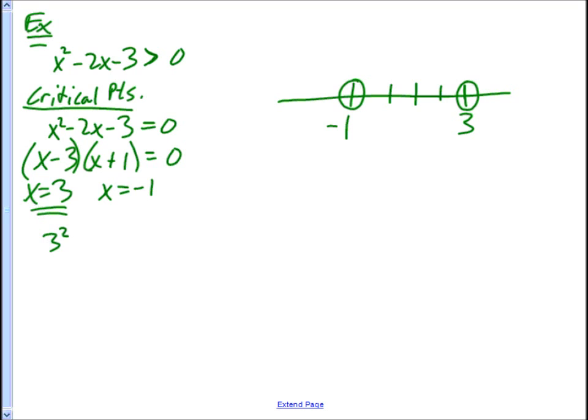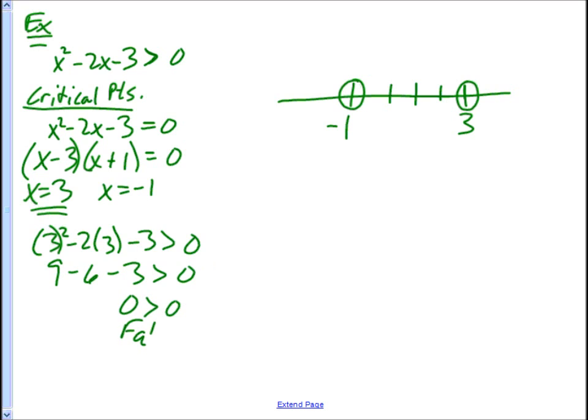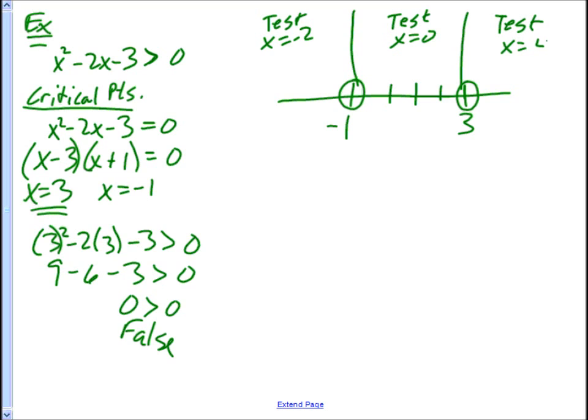Again, your check on that is to plug it in. Is 0 greater than 0? False, right? Plug in -1, it's going to end up being false as well. Okay, so I cannot include the points, but that is where it's going to split for me, right? So I'm going to test something to the left, like -2. Let's test something in between. We always like 0. And test something over here like maybe 4. Okay? And we test them.